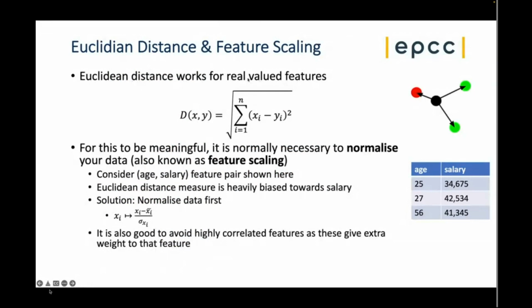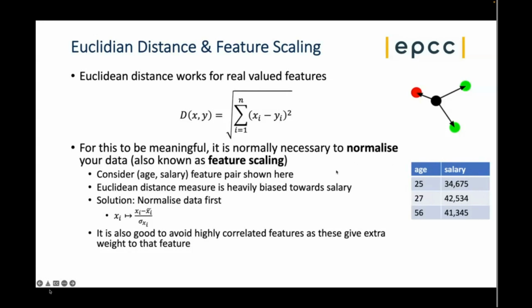So Euclidean distance works well for real valued features. Euclidean distance is just a normal kind of square on a hypotenuse type distance. You find the differences in each dimension, square them, then add them up and take the square root.